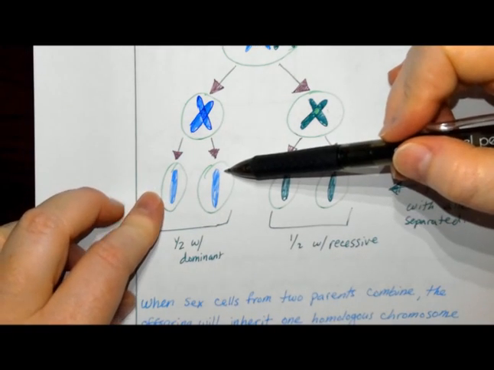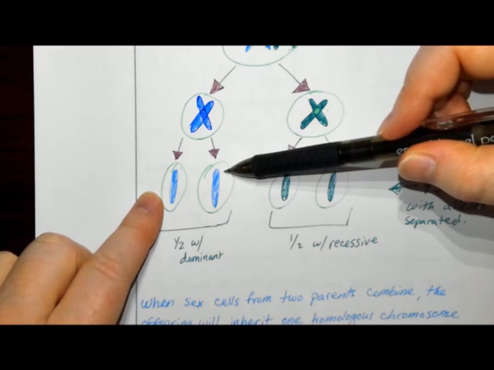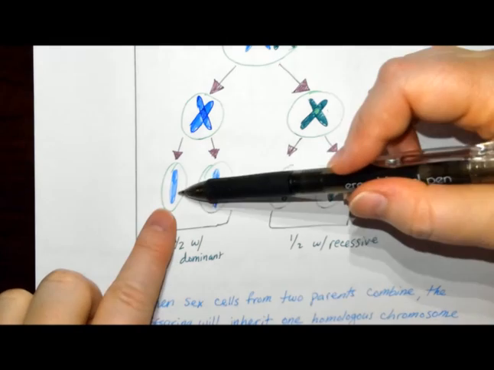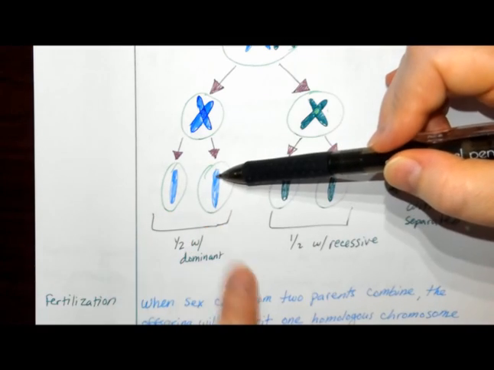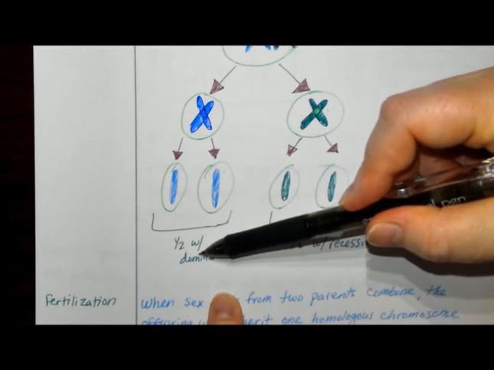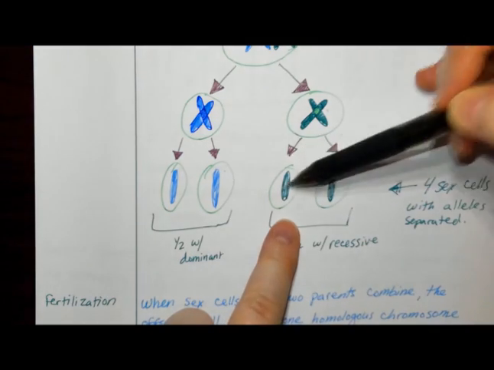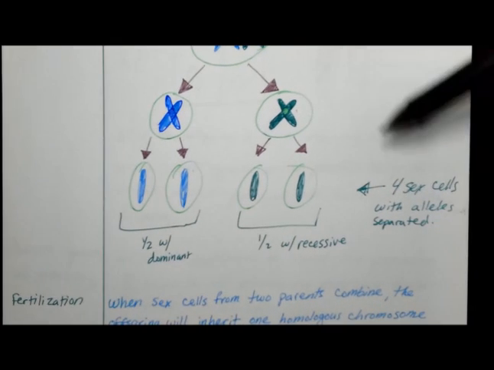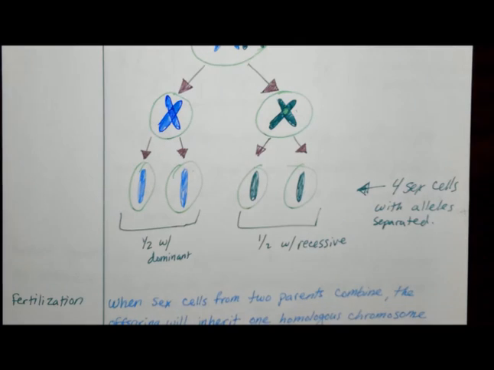In meiosis 2, when they finally create their haploid cells in their cytokinesis stage, we're going to end up with one blue chromosome, and these I said were the dominants, and then this one can only give one of each of the recessives. So we have 4 sex cells created, and the alleles are now separated.